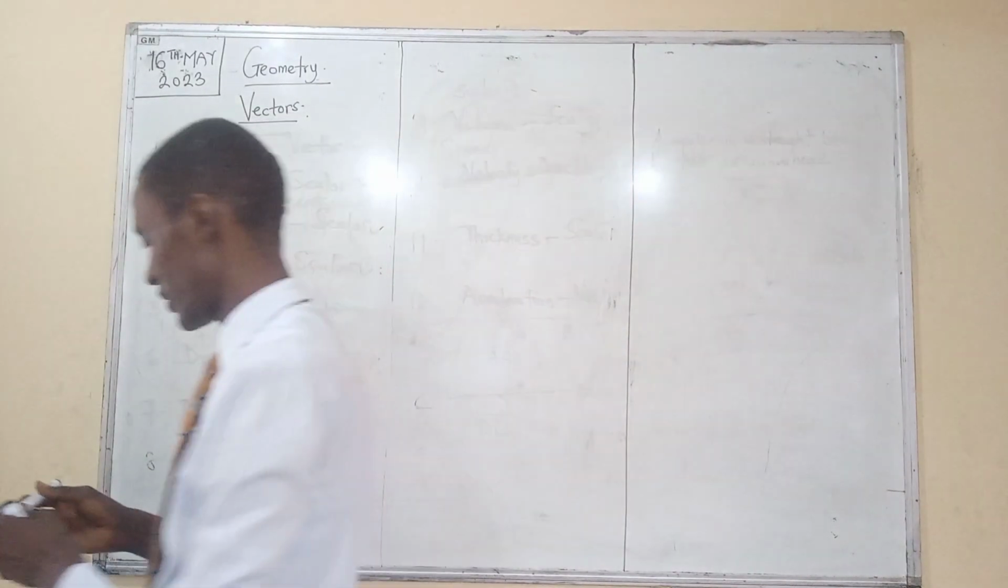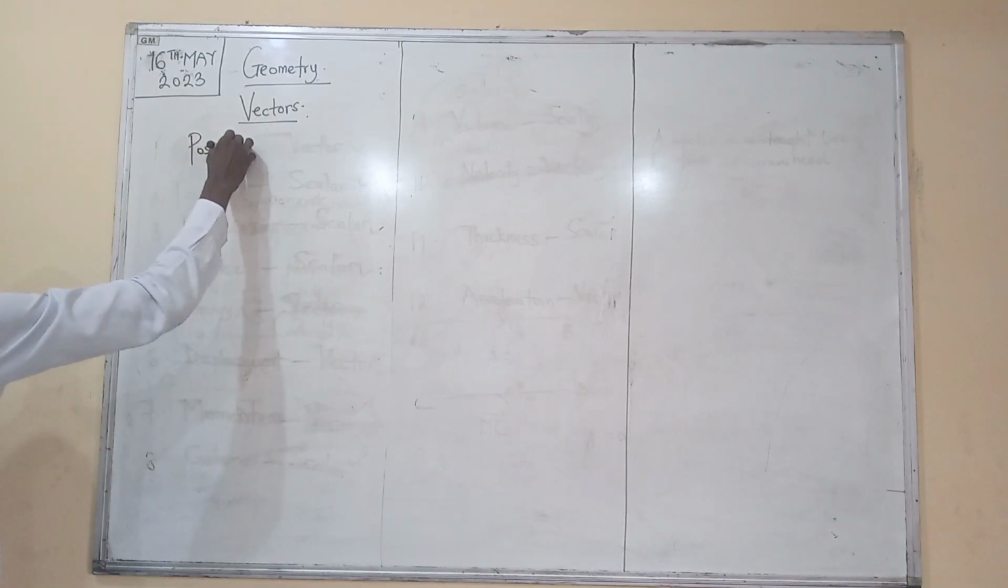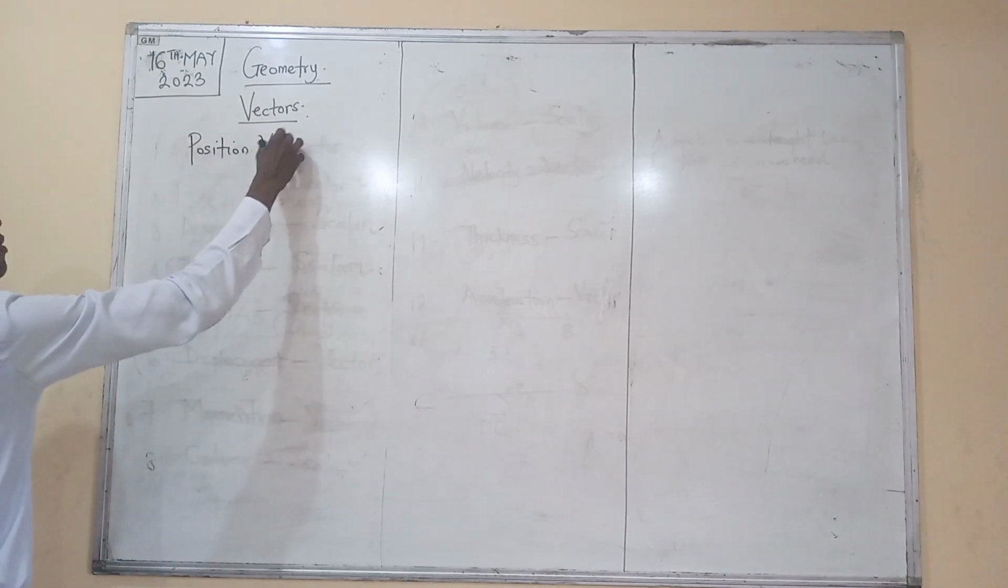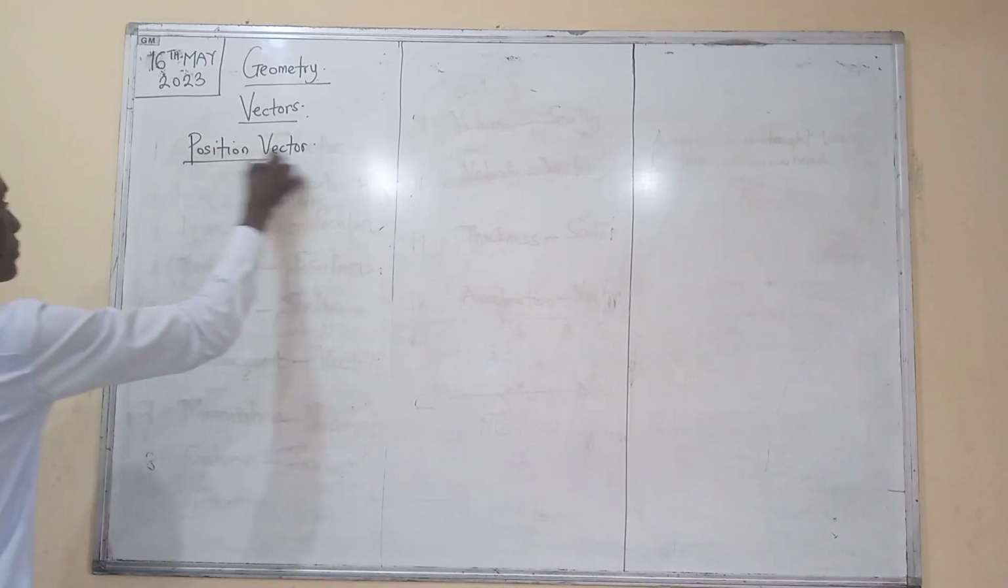Still trying to get our understanding right. Let's look at the concept of position vector. So what is a position vector?